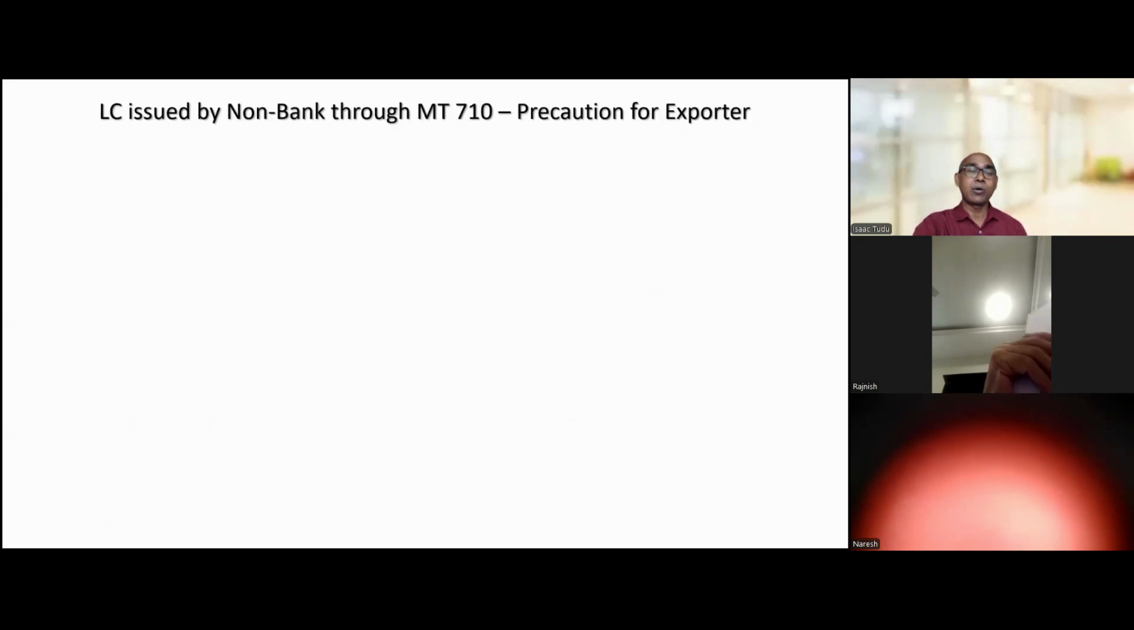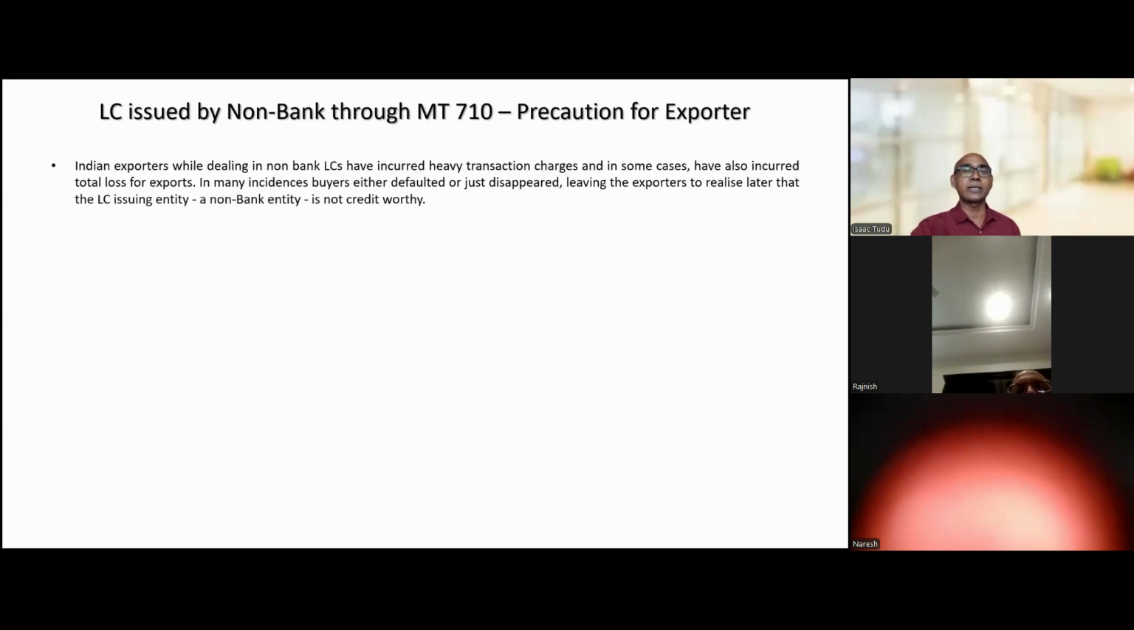Now within 5 minutes, I will wrap up the entire thing. At the beginning, I had told you that I wanted to discuss a few things when an LC is not issued by a bank. So here is the slide for that: LC issued by a non-bank through MT 710. This is the SWIFT message type.